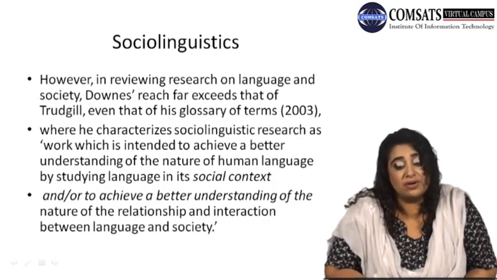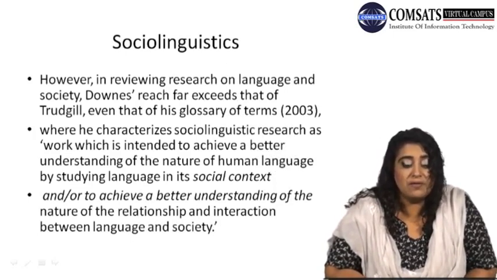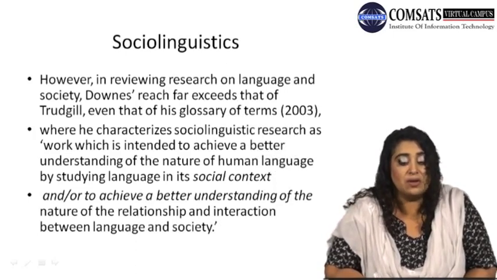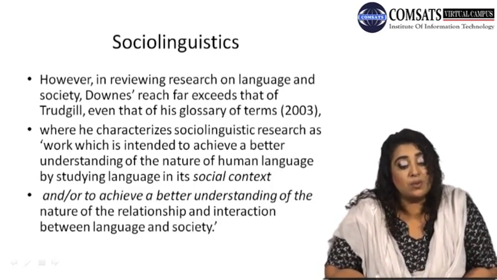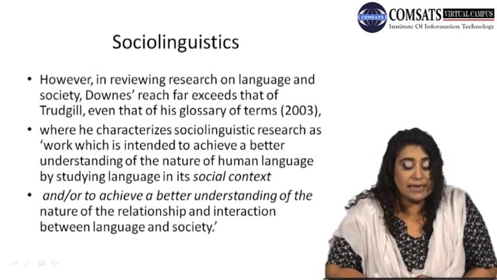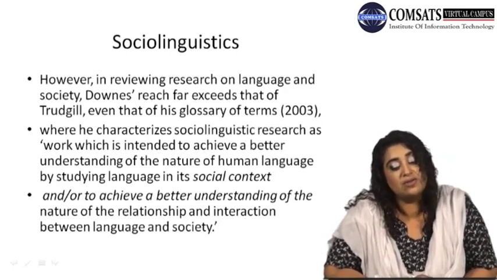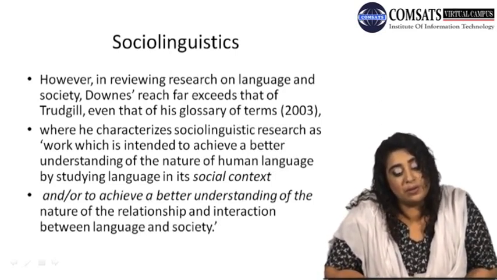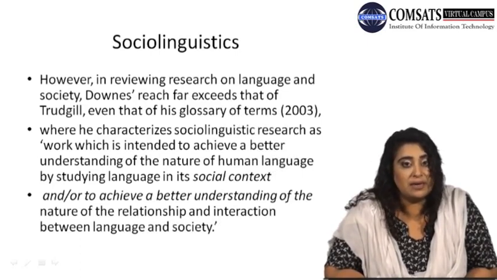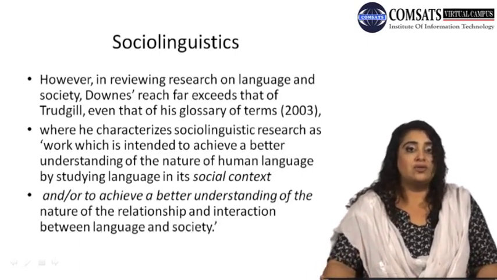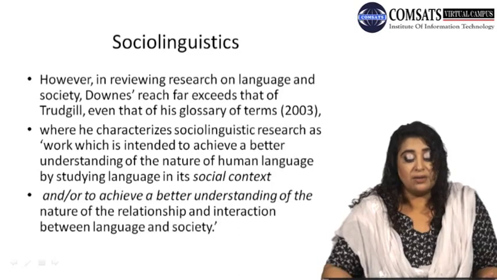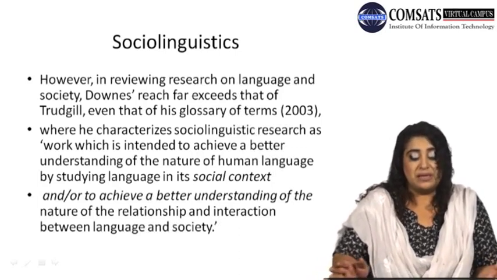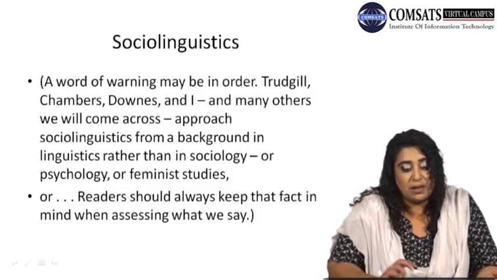However, in reviewing research on language and society, Downes' research far exceeds that of Trudgill, even that of his glossary of terms in 2003, where he characterizes sociolinguistic research as work which is intended to achieve a better understanding of the nature of human language by studying language in its social context. So, according to him, we would study how the nature of human language is differently viewed in the social context, or how social context would affect the language. Or to achieve a better understanding of the nature of the relationship and interaction between language and society, or how language and society affect each other.